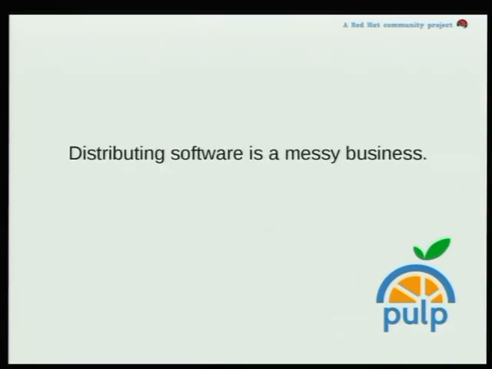So Pulp is here to solve problems around software repositories and distributing repositories of content. It really is a messy business, and there are some classic problems that we're trying to help make better. One of those is that there are just many different types of content. There's RPMs, there's Puppet modules, there's Debian packages, there's Docker images. Even within one source tree for one application, you could distribute it a dozen or more ways conceivably.